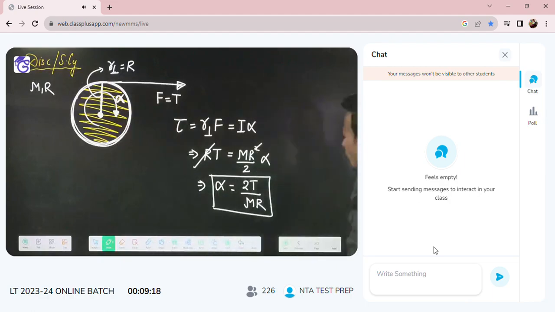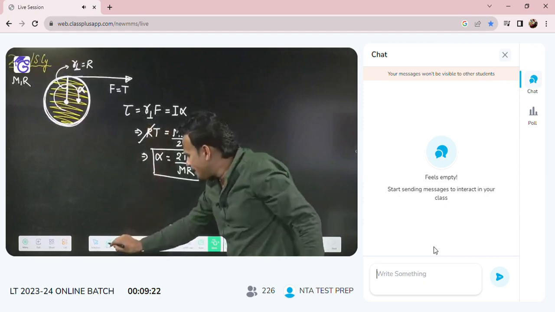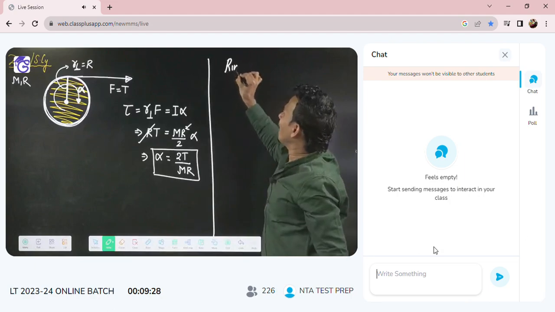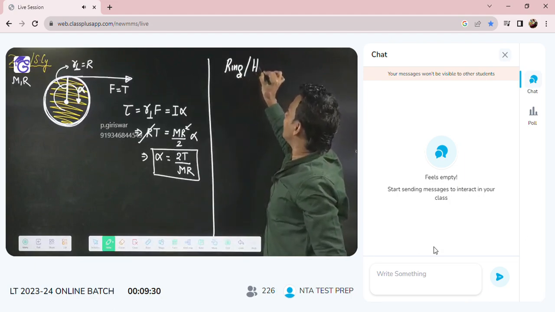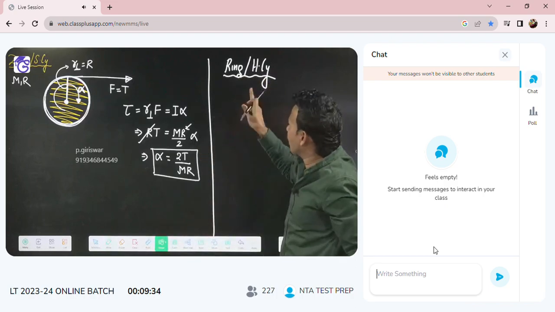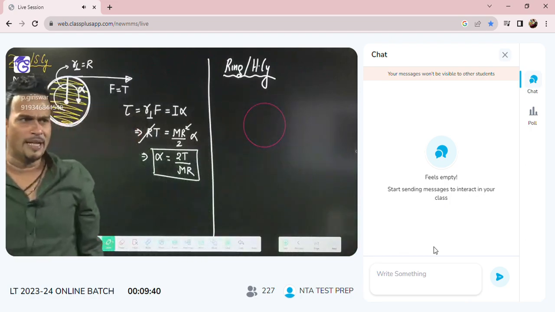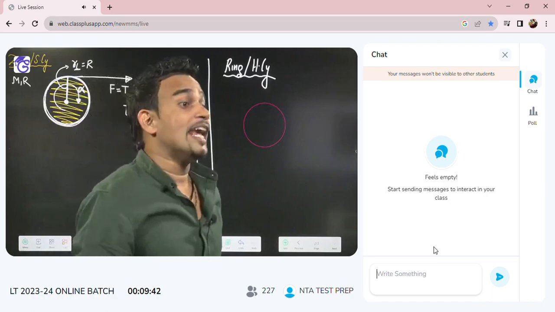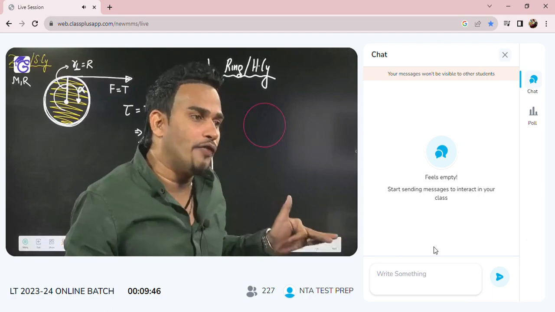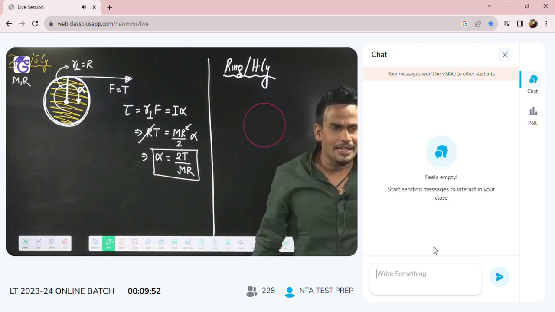Tell me, in place of the disc, if I take a hollow cylinder or ring, someone says, no sir, I don't have a disc, I have a ring, or a hollow cylinder, where will the change happen? Where will the remaining things stay the same? The change will be in the value of I, the moment of inertia about the geometrical axis. Very good. Many people are saying it. Answer will come as T by MR.